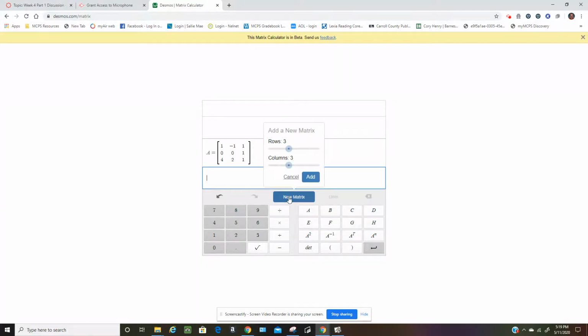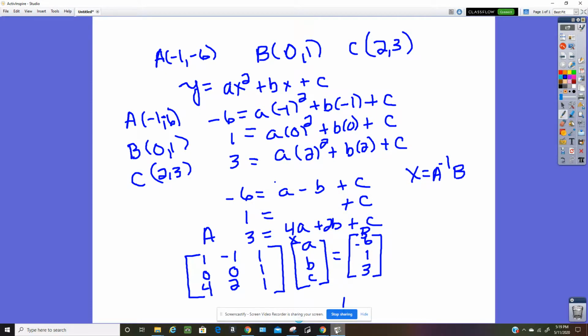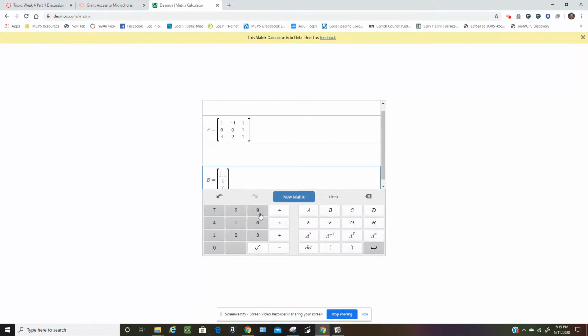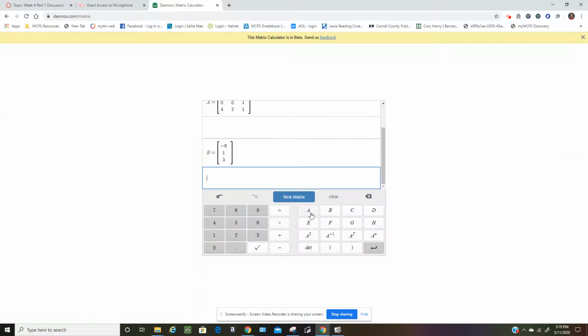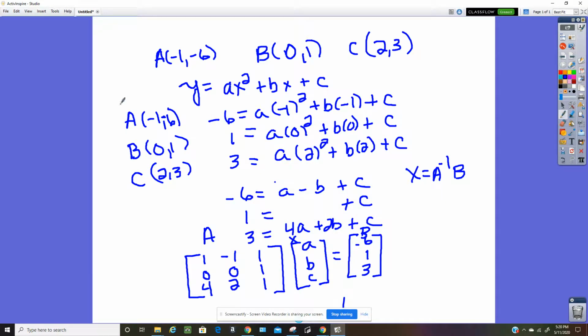And then hit enter, and then in a new matrix, B is a 3 by 1, so 3 by 1, and then -6, 1, and 3. And then if I just do A inverse times B, I get -2, 5, and 1. So matrix X is -2, 5, and 1.